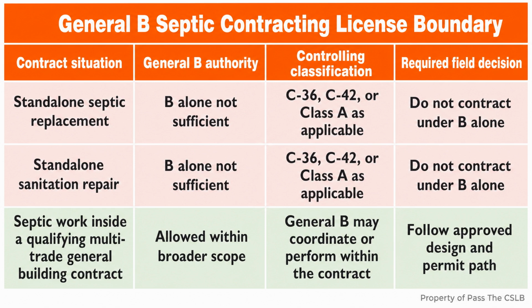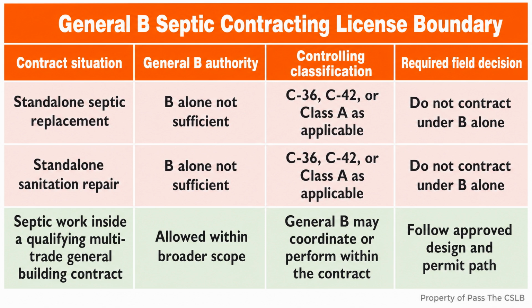I want you to hold on to one field principle from the start. Coordinate the septic answer early, but do not invent the septic answer yourself. The moment a decision depends on soil approval or specialty authority, the General B contractor shifts from deciding to coordinating. A General B license is broad, but it is not a loophole that allows a contractor to accept every residential trade contract as a standalone job.